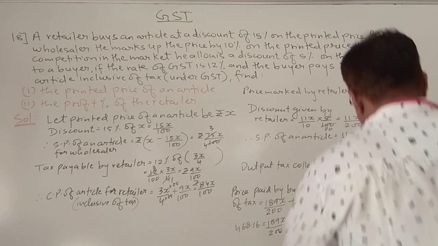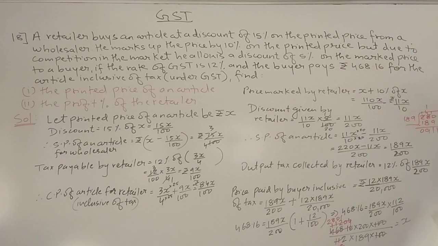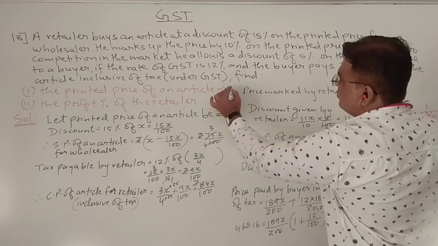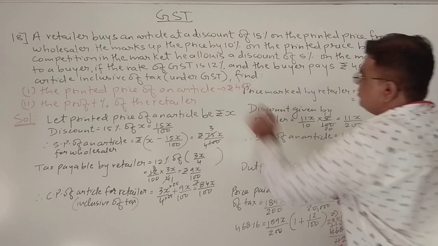Okay students, I hope you must have done this whole calculation. So after doing the calculation, you will get the value of x as rupees 400. Okay. So that is about the printed price, because what was x? X was our printed price. So it will be rupees 400.